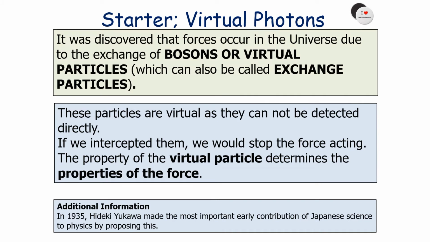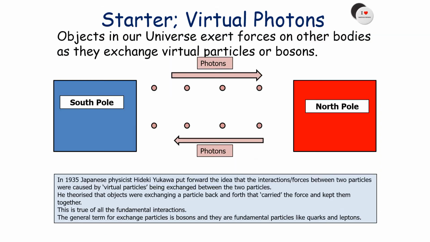So it was discovered that forces occur in the universe due to the exchange of bosons or virtual particles, which we can also call exchange particles. These particles are virtual as they cannot be detected directly. If we intercepted them, we would stop the force acting. Now, the property of the virtual particle determines the property of the force it produces. So objects in our universe exert forces on other bodies as they exchange virtual particles or bosons. So it's an important idea.